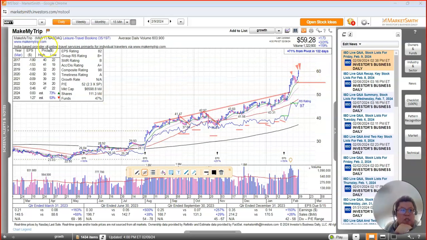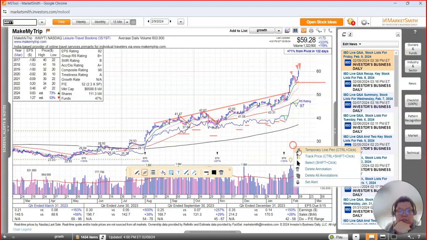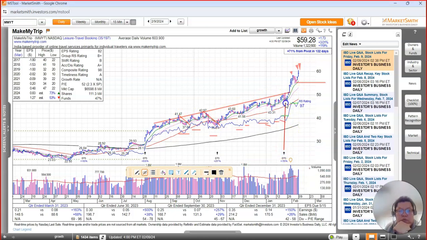Yeah. So here's MakeMyTrip. It has a long uptrend. Recently, after the earnings, it still didn't move. A few days later, it started to move, and you can see it moved up really powerfully. The 10-day slope is really strong, and now I feel like it's starting to get away from the 50-day. You can see it's the highest level ever, so I'm starting to trim as well.